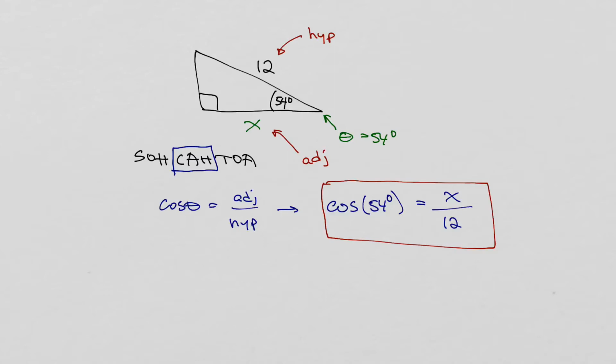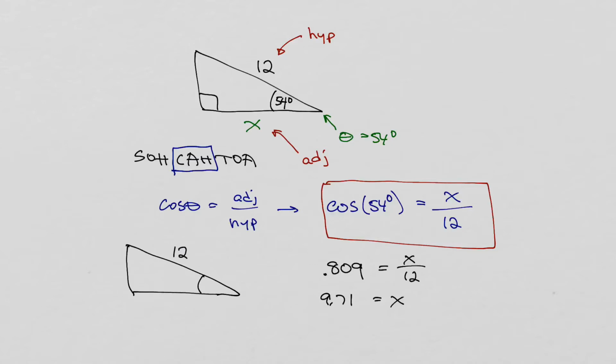If you plug this into your calculator, to 3 decimal places, cosine of 54 degrees is 0.809. So that equals x over 12. I could multiply both sides by 12 to get 9.71 is equal to x. So if we go back to this triangle, I could rewrite it like this. The hypotenuse is 12, this side x is 9.71, and this is 54 degrees.